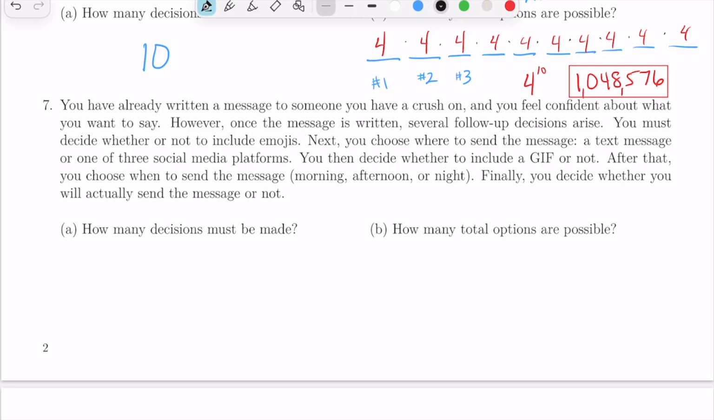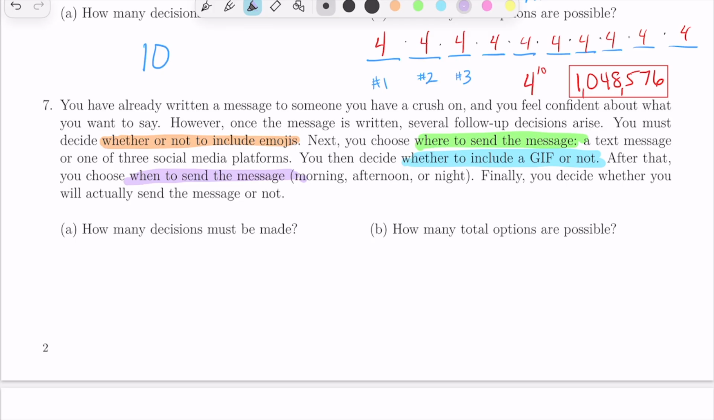So let's go through and figure out how many decisions we have to make here. The first thing that we're going to do is decide whether or not to include emojis. So that's 1. Then we have to decide where to send the message. So that's 1. Then we have to decide whether you're going to include a GIF or not. That's one of them.